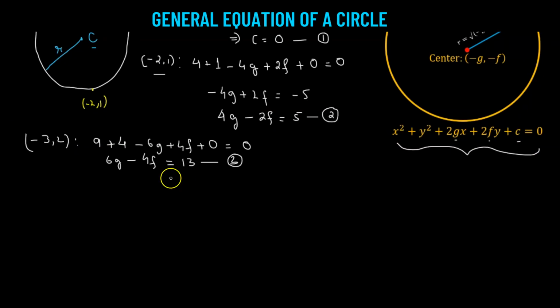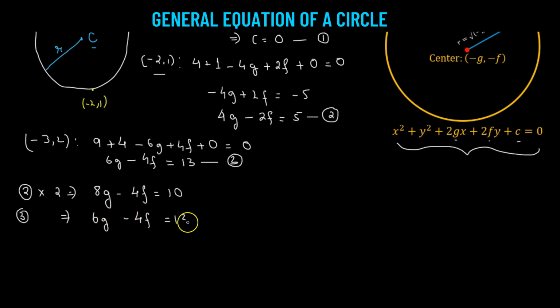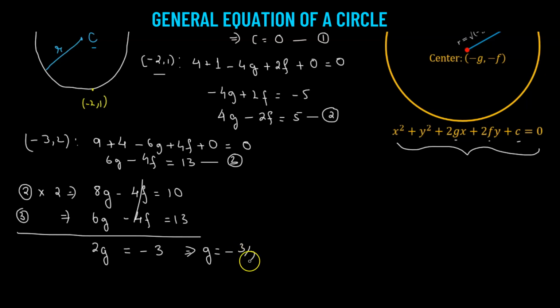So let's do that. We'll take equation number 2 and multiply it by 2. This gives us 8g minus 4f equals 10. And then we'll take equation number 3 and keep it as it is. So we have 6g minus 4f equals 13. We'll subtract the two equations. So 8g minus 6g gives us 2g. The -4f minus -4f cancels out, and this will be equal to 10 minus 13, so that's -3. The g value comes out to be -3 over 2.